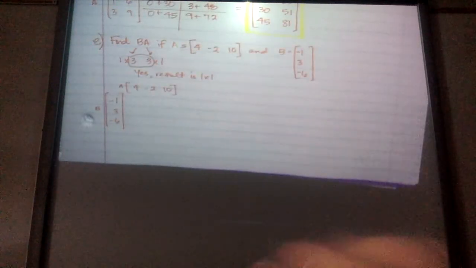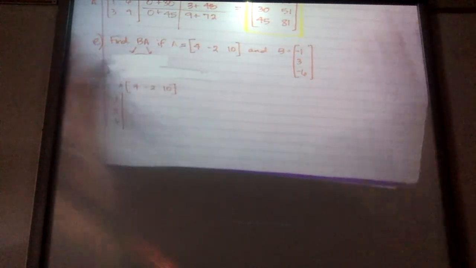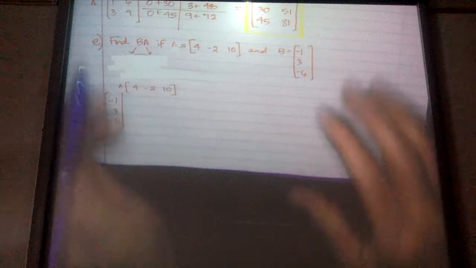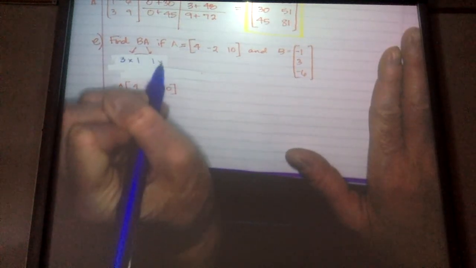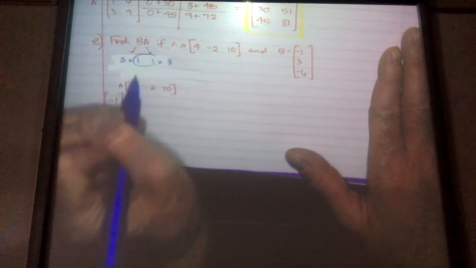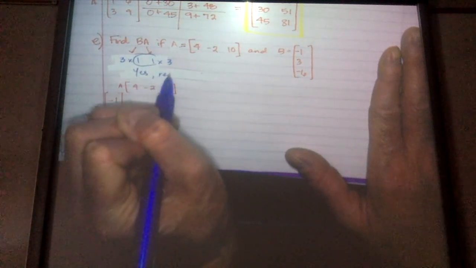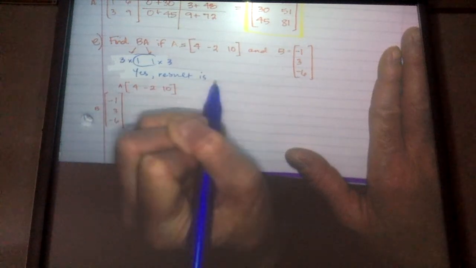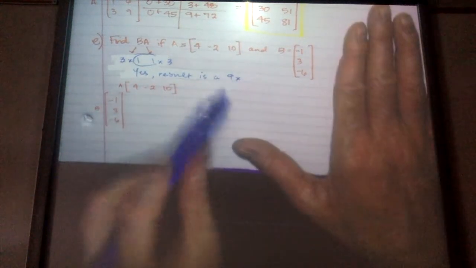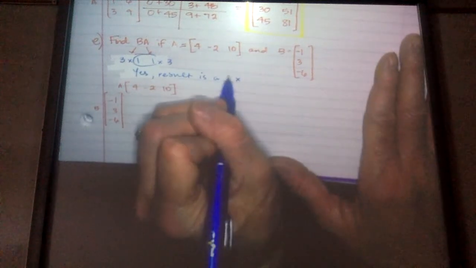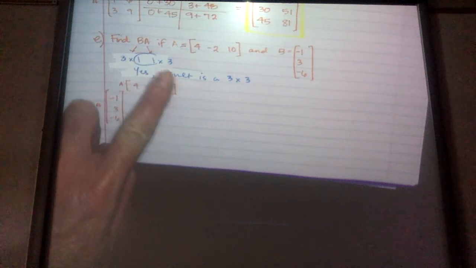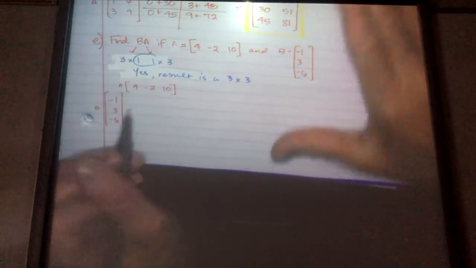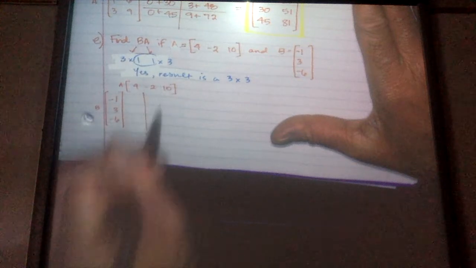Oh, I wrote this backwards, didn't I? B is a 3 by 1, and A is a 1 by 3. So yes, but result is a 3 by 3. So even I make mistakes, make sure I write B first, then A. So here we go. I'm going to draw, I know it's a 3 by 3.